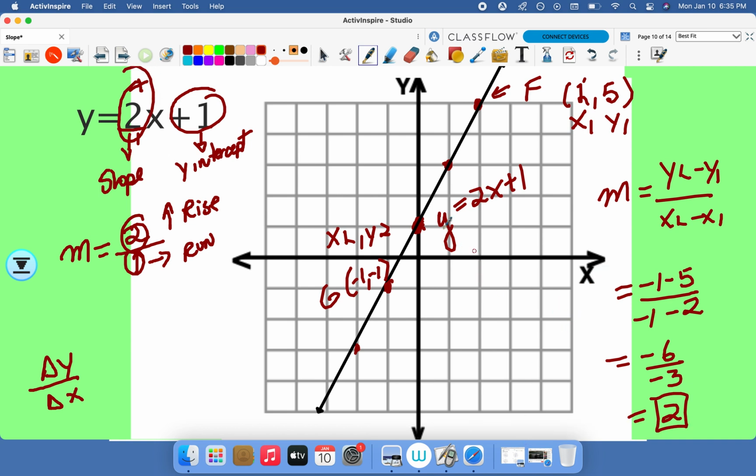So if you have time, pick any 2 points on this line and substitute them here, and you'll find out that it always equals 2. So the slope of this line is 2. So given an equation in the format y equals mx plus b, I can create its representation, its line on a graph. So let's try one more.